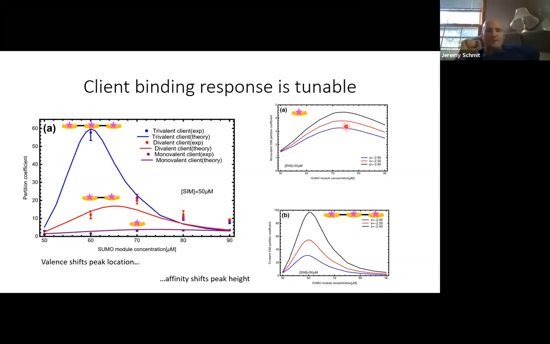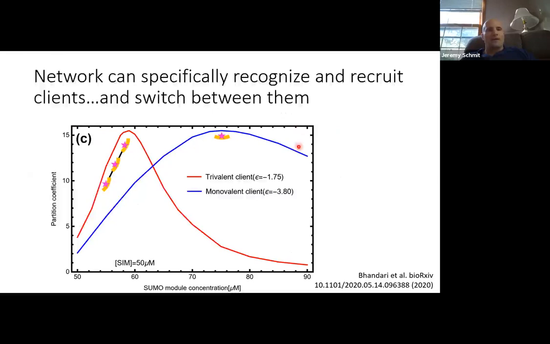Okay, so this makes it a fairly interesting prediction here. What we've done on the next slide I'm going to show you is we've just dialed down the affinity of the trivalent client, and we've dialed up the affinity of the monovalent client to the point where they have the same peak recruitment. Basically, we're making the trivalent and the monovalent have essentially the same overall binding affinity. And this is what we see when we do that.